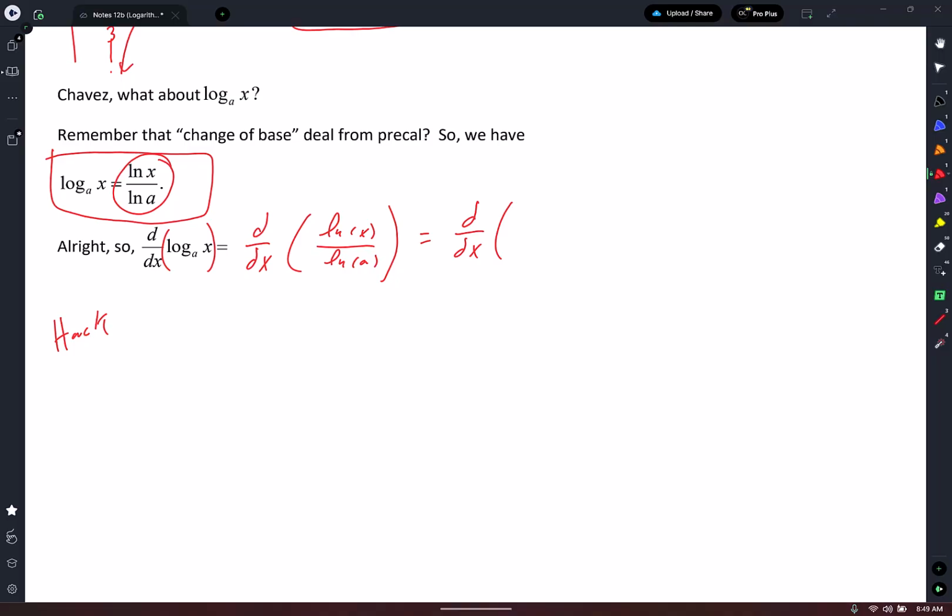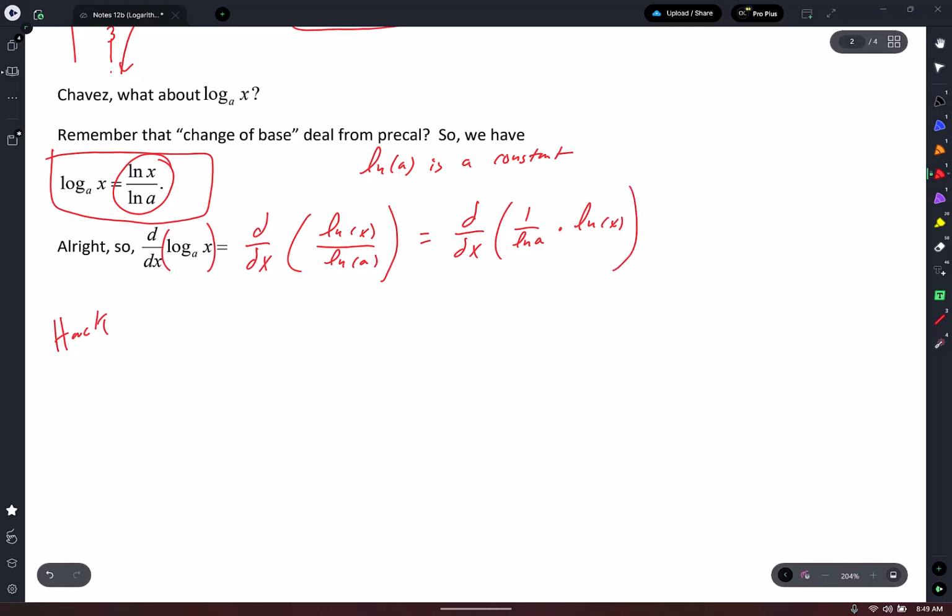Okay. And then I'm going to say d dx. Ln of a is a constant, so let me write that down. Ln of a is a constant. So I'm going to write it like this: 1 over ln of a times ln of x. And this that I just circled is a constant. Are we still okay? All right. And how do we know it's a constant? It's just ln of a, so it's not x. As long as it's not x, it's a constant.